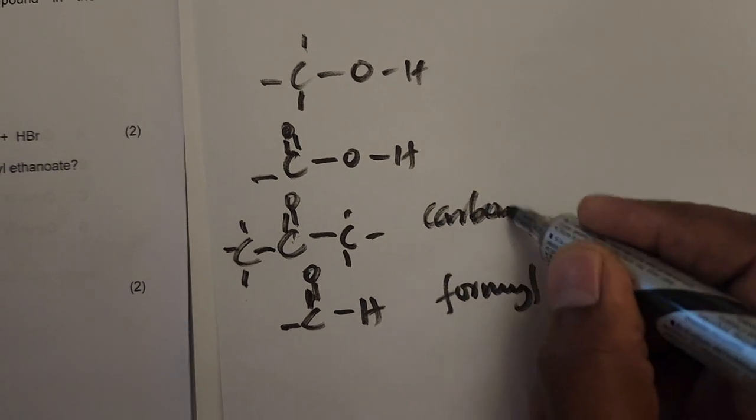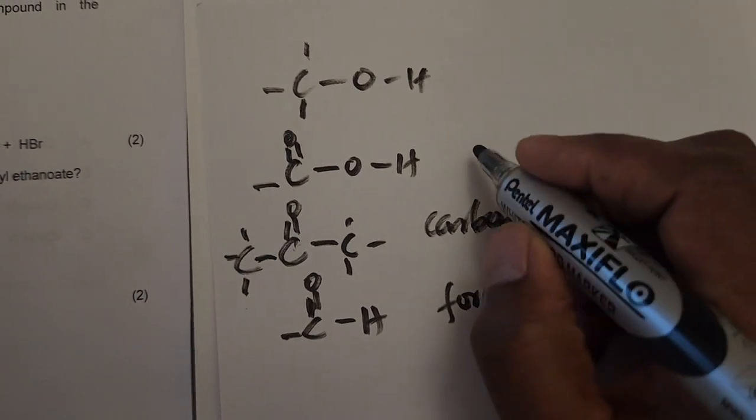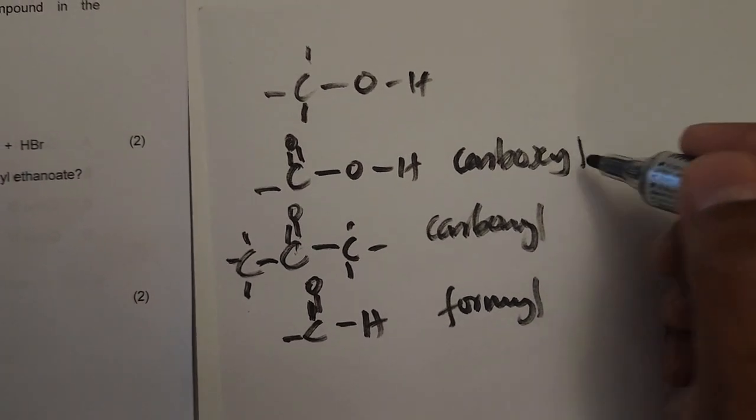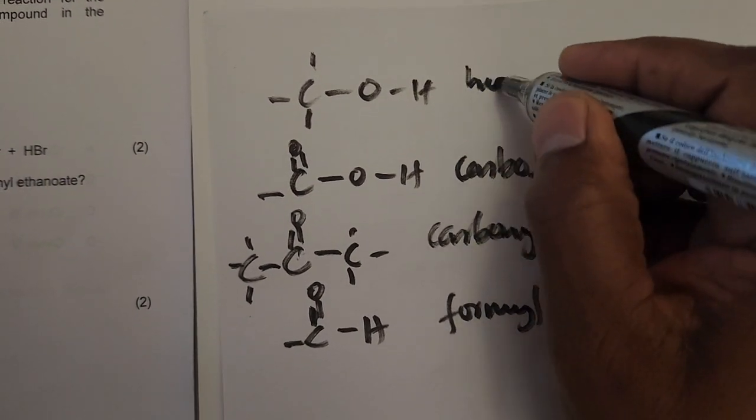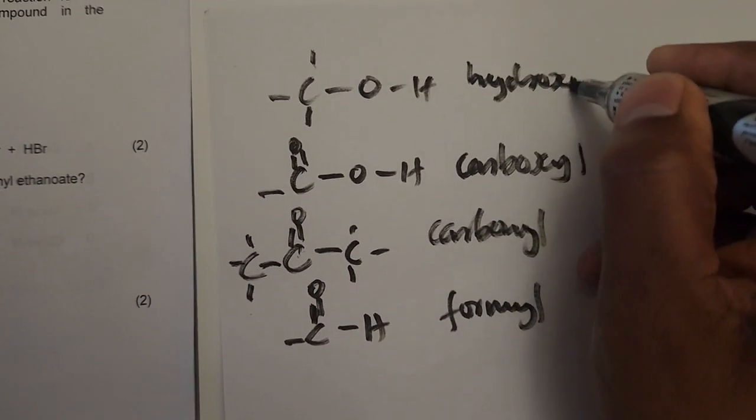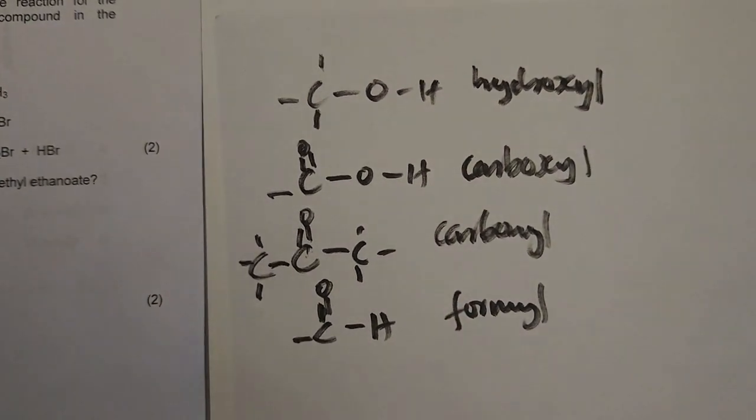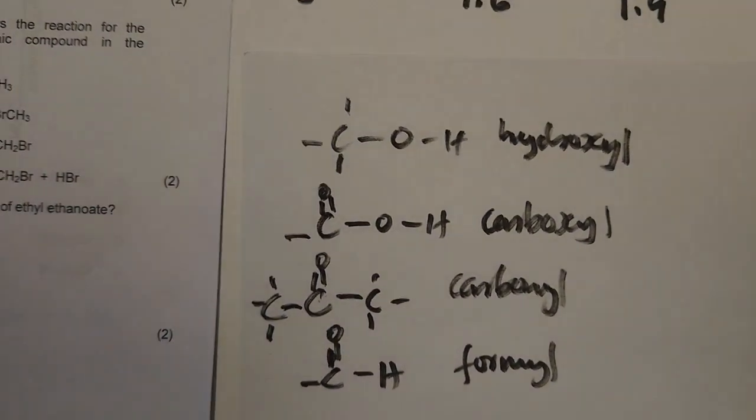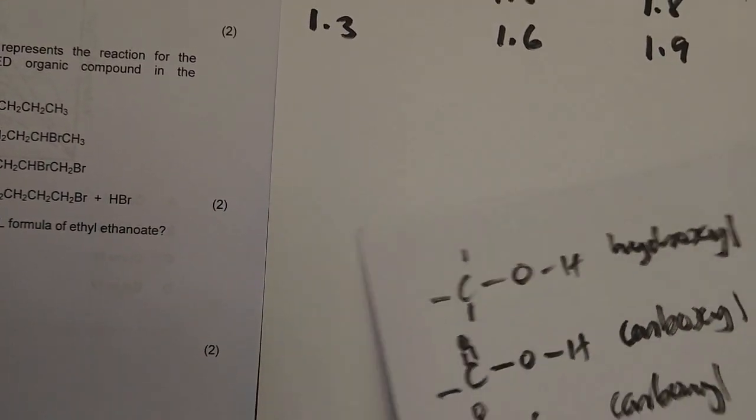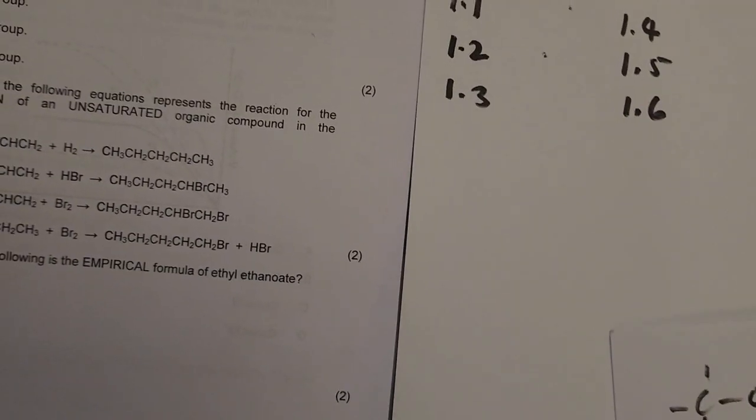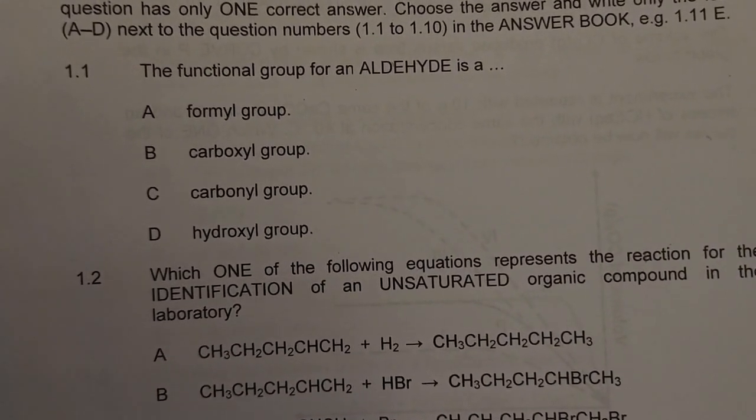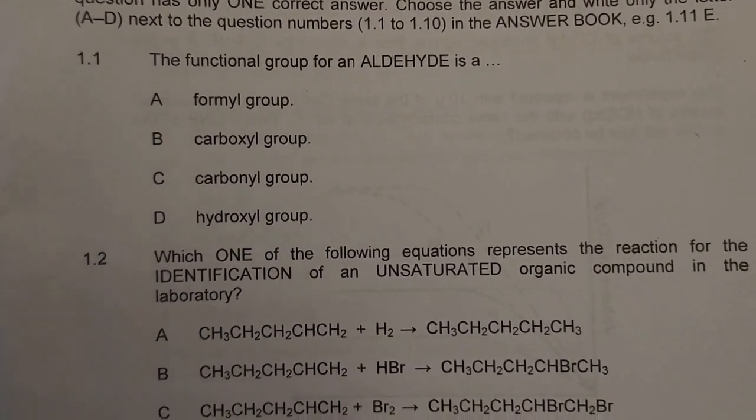Carbonyl, and then this one is carboxyl, and this one is called hydroxyl. You need to know these 4 because they might come in an exam. Now in this case, they wanted the aldehyde, which will be formyl. So the answer will be A.